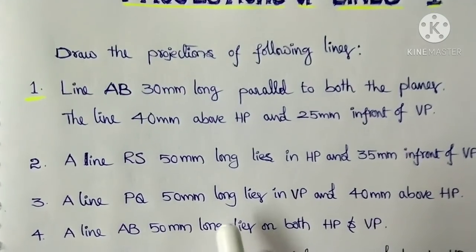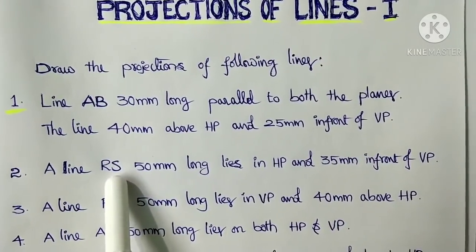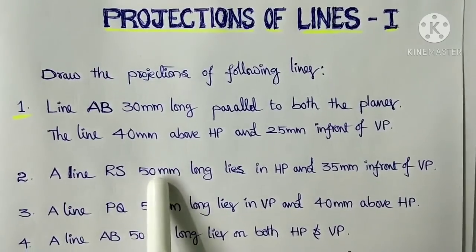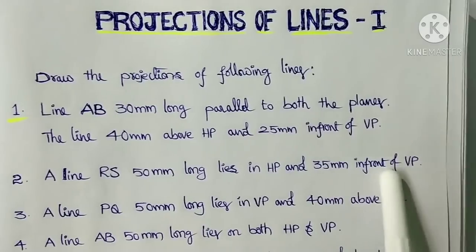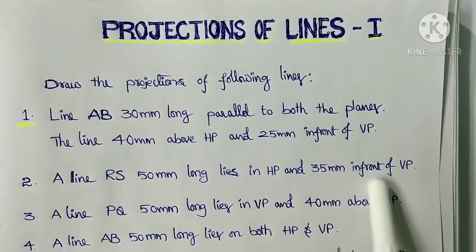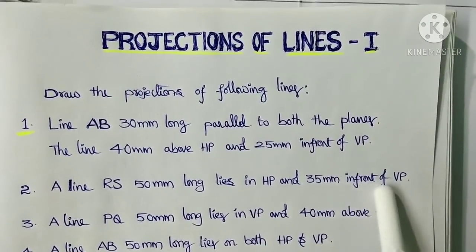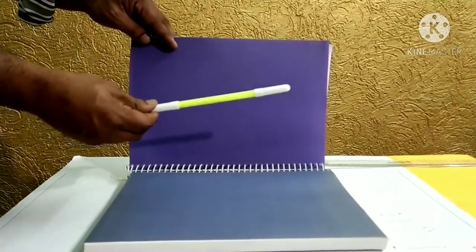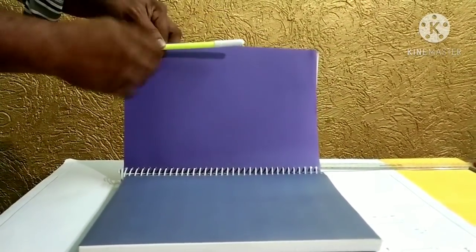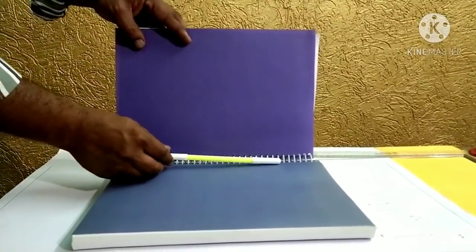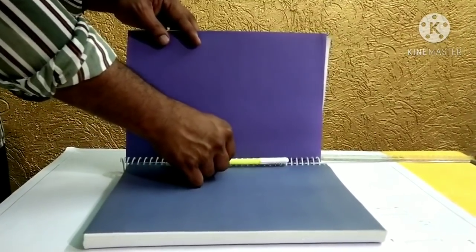Yes, now let us see the second problem, that is a line RS, end points of the line named R S, 50 mm long, lies in horizontal plane, and 35 mm in front of VP. So let us see the position of the line according to this condition. 50 mm line lies in HP and 35 mm in front of VP. Yes, here this is line RS, R, and another end S. Length of the line 50 mm, and line is located in the horizontal plane. Similarly, it is 35 mm in front of the VP.